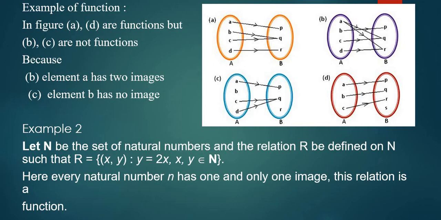If x is 1, then y is 2, the image of 1. If x is 2, then y is 4. If x is 3, then y is 6. The image of 4 is 8, the image of 5 is 10, and the image of 6 is 12, etc. Here every natural number has one and only one image. That is, 1 has image 2, 2 has image 4, and 3 has image 6 under the function.